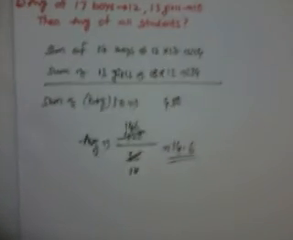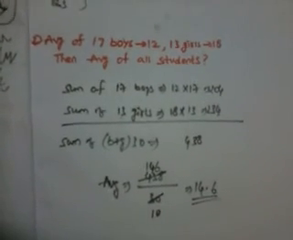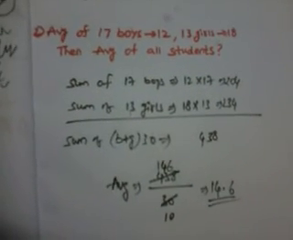Now we have to find the average. Average is equal to sum of observations by number of observations. Sum of observations is 438 and the number of observations is 30. Dividing it, we will get 14.6. The average of our students is 14.6, right? This is the way of finding the average of all students.